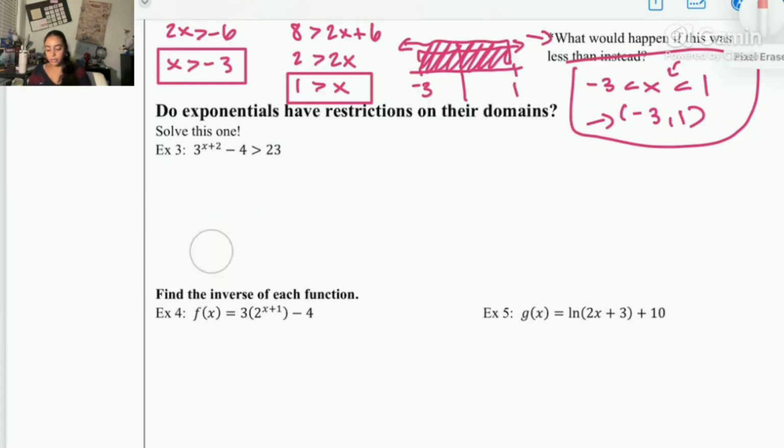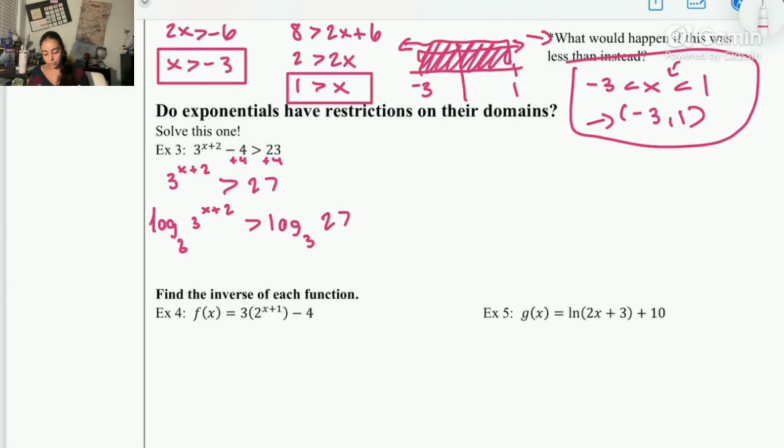Okay? So right here, to solve this, we can do 3 to the power of x plus 2 is greater than, if we add 4 to both sides, 27. So now to get x out of the exponent, we can just take log base 3 of 3 to the power of x plus 2, and do log base 3 of 27.